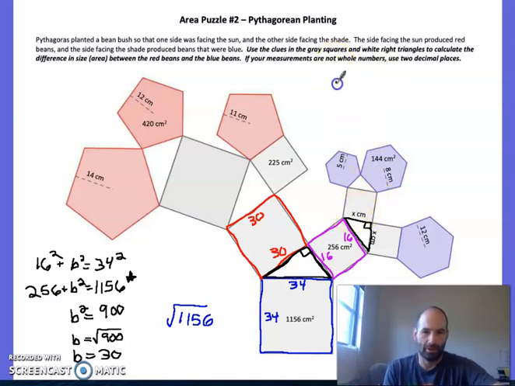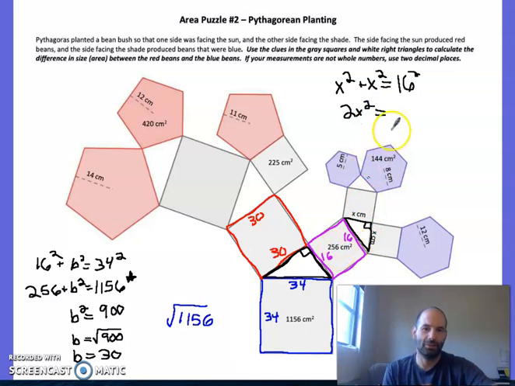So I have x squared plus x squared. Those are the two small sides. And the length of the hypotenuse is this long side right here, so 16 squared. So that's 2x squared. I don't know if you remember that. We did a couple problems like that. 2x squared equals 16 squared, which I already know is 256 because I square rooted it already.